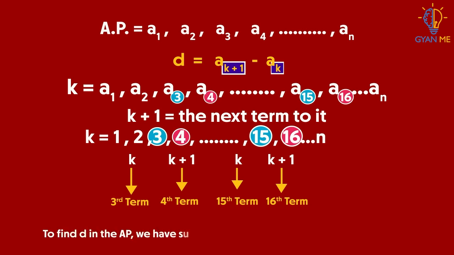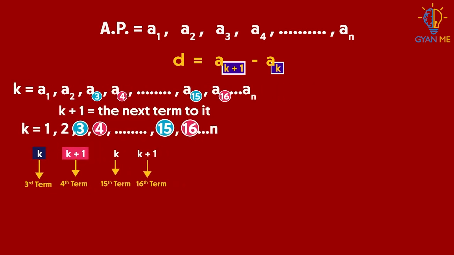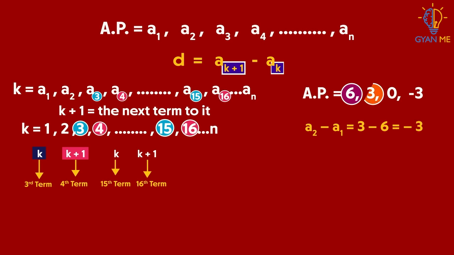Note that to find the common difference D for any AP, we have to subtract the preceding term from the succeeding term and not the other way around. Thus, as a rule, we should always subtract the kth term from the (k+1)th term, even if the (k+1)th term is smaller. Just as in the case of our second AP, 6, 3, 0 and minus 3. Here we subtracted the preceding term 6 from the succeeding term 3, even if 6 is greater than 3.